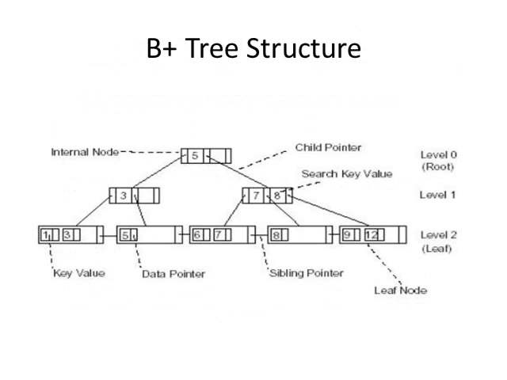This explains a basic B plus tree structure which has 2 levels. It consists of an internal node, a child pointer, a search key value, a leaf node, sibling pointer, data pointer, and key value as mentioned in the slide.